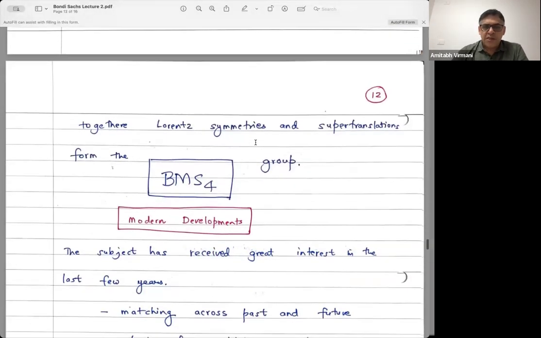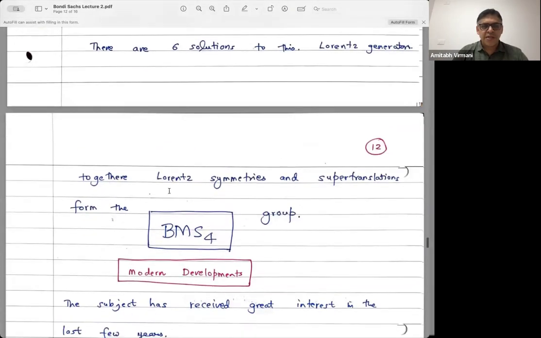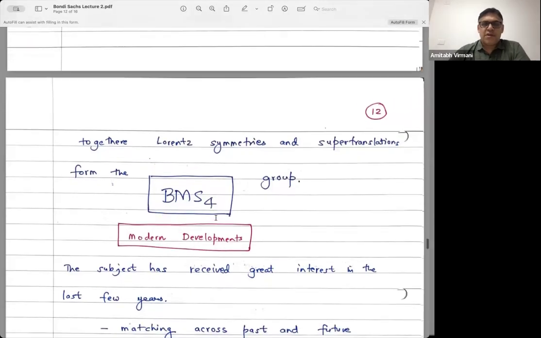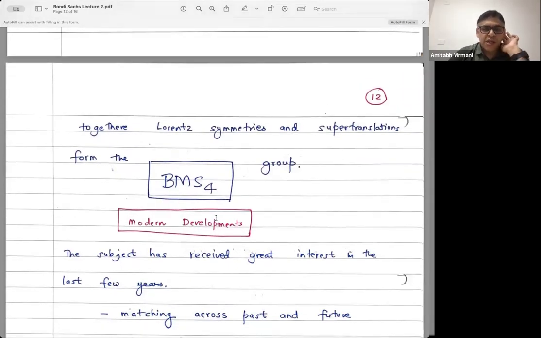Okay, so together with the Lorentz symmetries and super translation, what we have is something called BMS4. So this is the Bondi, Meissner, Sachs group. 4 because in the literature now people are discussing BMS in different dimensions, BMS3, BMS5, BMS6, whatever. And this is the canonical BMS group. There are many generalizations of this. The generalizations I'm not discussing in this lecture. But this is the old canonical BMS 4 group. Okay, so now this is essentially all I wanted to say.